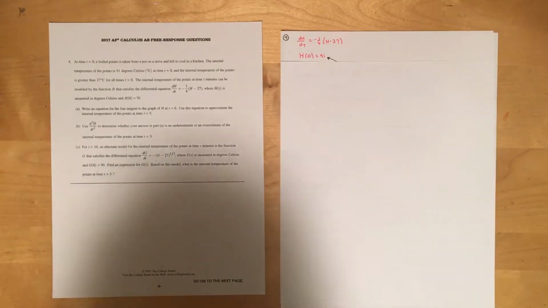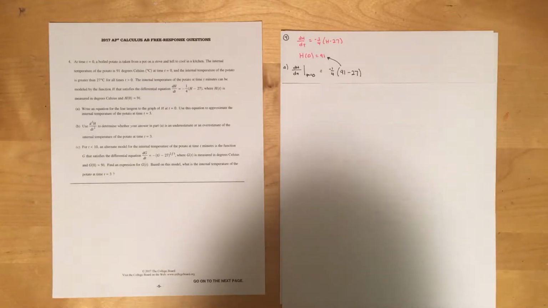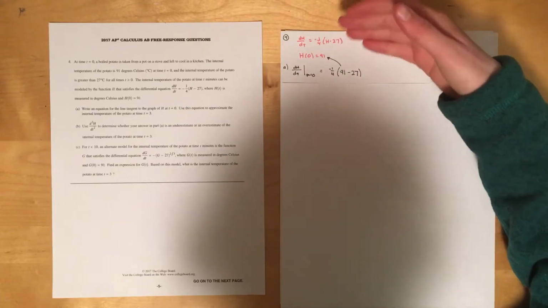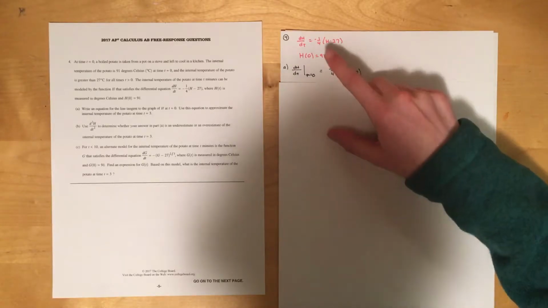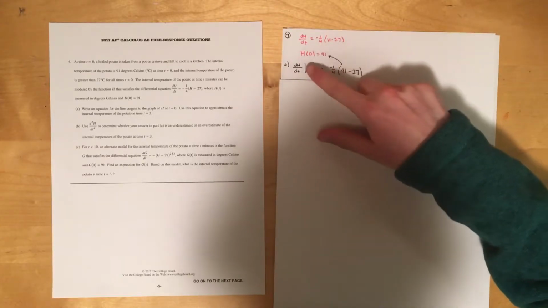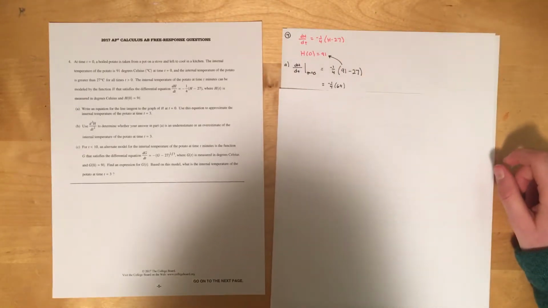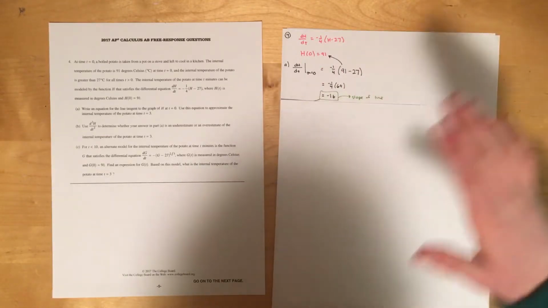Okay, so A asks, write an equation for the line tangent to the graph of h at t equals 0. Use this equation to approximate the internal temperature of the potato at time t equals 3. So, what I first did was, dh over dt when t equals 0 is, since we are given this, negative 1/4 of (h minus 27), but we already know that h of 0 equals 91, so it's negative 1/4 of (91 minus 27). So then we get that dh over dt equals negative 16, which is the slope of the line.